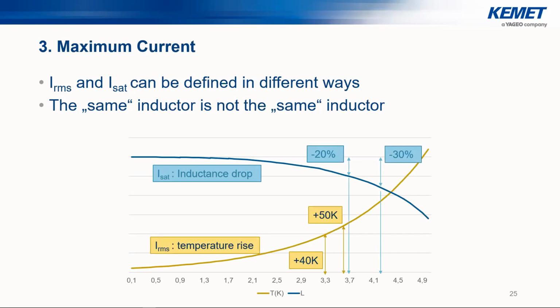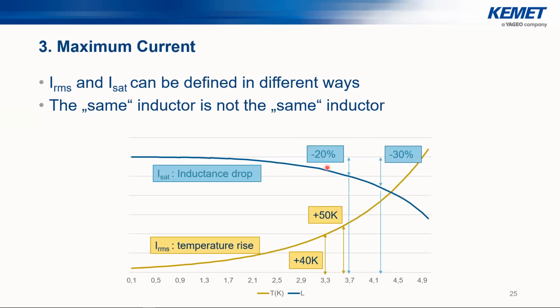When you look here now, if I define what I have given before, let's take the same inductor and define that the temperature rise is given at 50 K. In this case, you have a totally different inductor, but it's the same product. The same product looks different. It's actually the same. And we have the same with inductance drop.